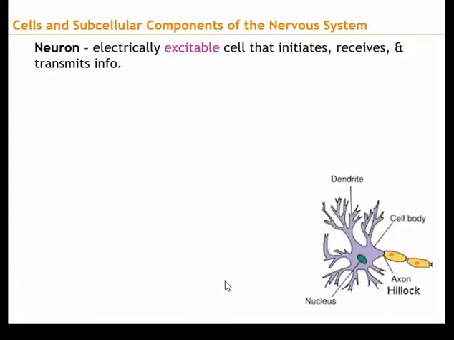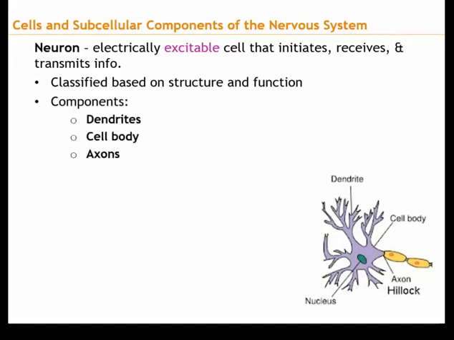Okay, so neurons, they are an excitable cell, meaning they have the ability to become excited by stimulation and generate an electrical signal. So they receive and transmit information. They're classified based on their structure and function, which we just went over on the last slide. But there are three main components and then a few other components that we'll discuss. But again, this part should probably be review.